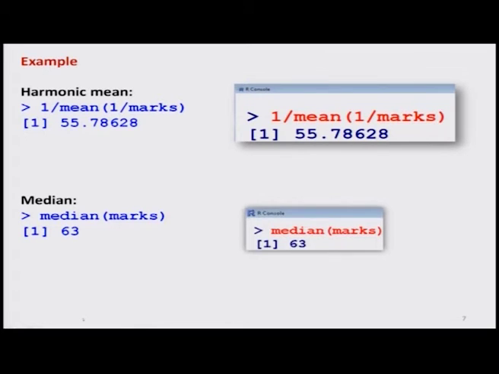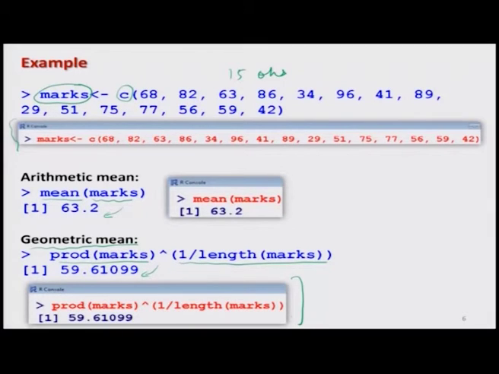Next we compute the harmonic mean, and you can see here this is the syntax. Marks is my data vector, and I try to do here 1 upon mean of 1 upon marks, and I get this value over here, and here is the screenshot of the outcome. And similarly, if I want to find out the median of my data marks, then this is median, and inside the argument this is the data vector marks, and I directly get this value 63, and here is the screenshot. But why not do this over the R console and see what we obtain.